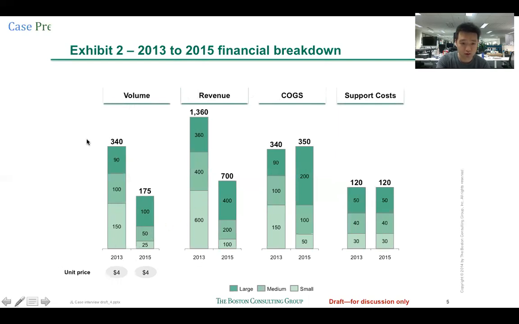So we're showing units, dollars, dollars again, and dollars again. And then finally, some unit price information. And then what are the different colors? Oh, large, medium, small. Okay, so it's split by segment.